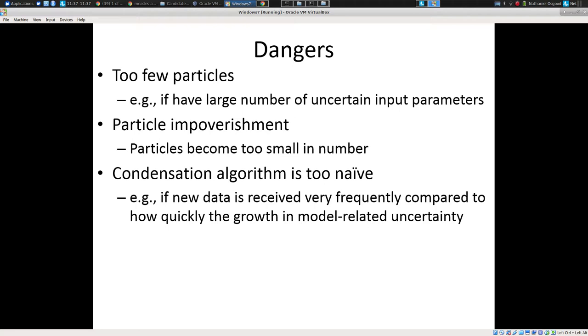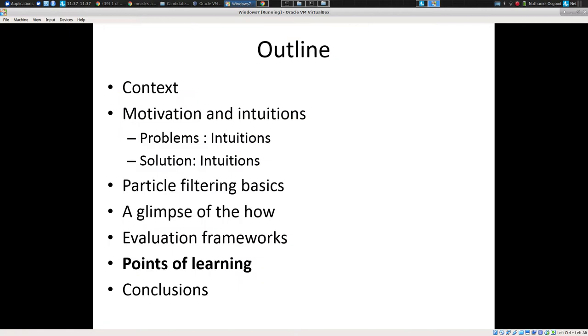There are some dangers which apply with particle filtering models. Too few particles. If you don't have enough particles, it'll look, as I said, sclerotic. It'll look kind of oddly impoverished. And there's actually something called particle impoverishment, where they become too similar and it's all one groupthink in the model. There is a risk that the condensation algorithm may sometimes grow too naive. We haven't seen much of it.